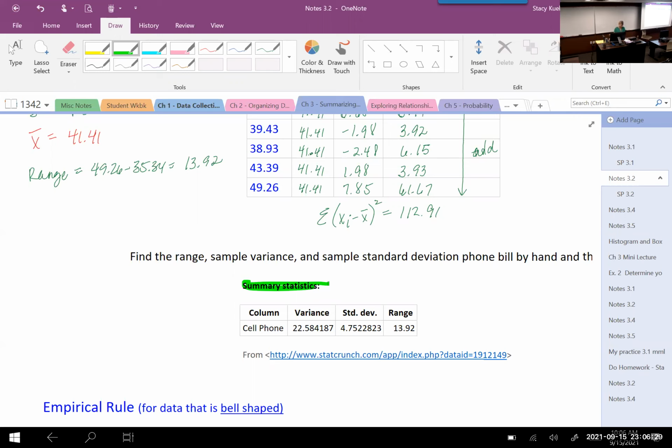Yes, sir? The only question I have is, you said we were just doing this once, but why did you divide 112.91 by 5? Why 5? Because it's the degrees of freedom. It's the sample size minus 1, which would be the degrees of freedom. That's a whole other conversation. Part of the formula would be a better way to say it. The formula says n minus 1. Okay.